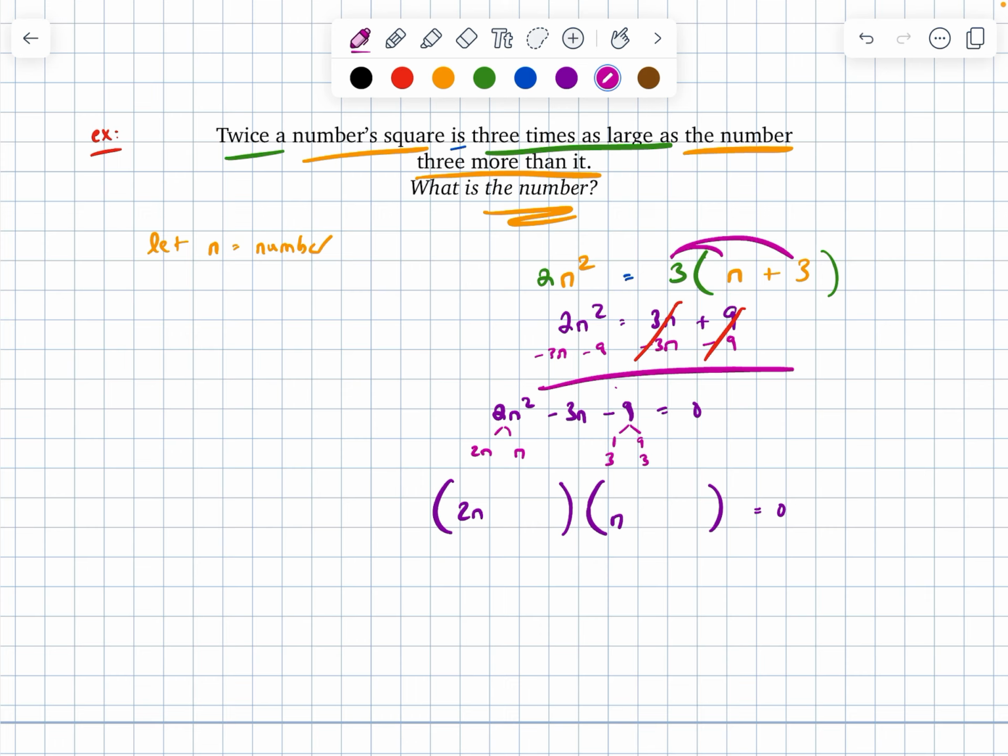Notice 2 times 3 is 6. 6 minus 3 will get me a 3. So the 3 and the 3 are actually going to do the trick if I make the first 3 positive and the last 3 negative. If you don't believe me, let's do a little bit of a check.